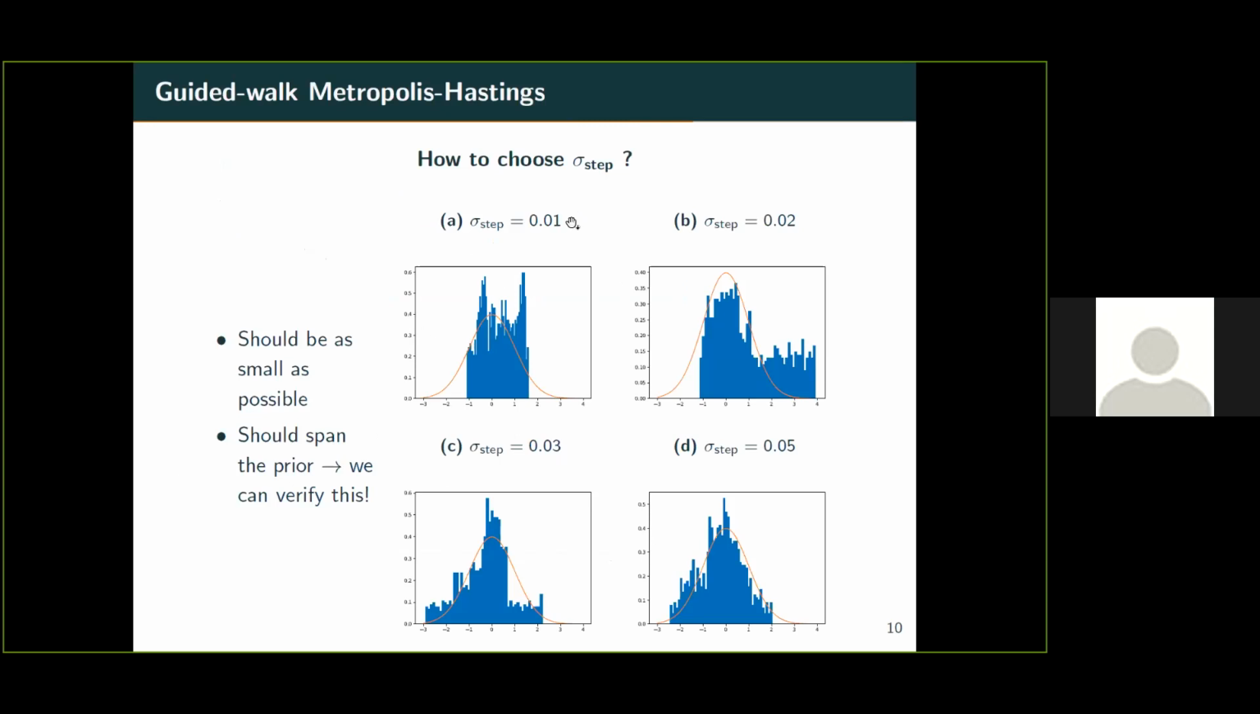One question remains: how to choose this transition standard deviation. First, it should be as small as possible because you want to make small transitions so that you have fast training, but it should span the prior at the end. And as this MCMC procedure runs on the prior, which is known, we can verify if it spans the prior, and so we can make such kinds of plots. Here we see that, for example, for the standard deviation of 0.01, each chain is stuck between -1 and 1.5, so the standard deviation is too low, and here I would choose a standard deviation of 0.03 or 0.05.